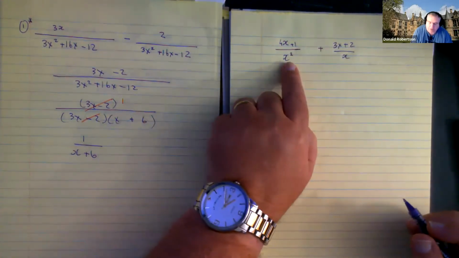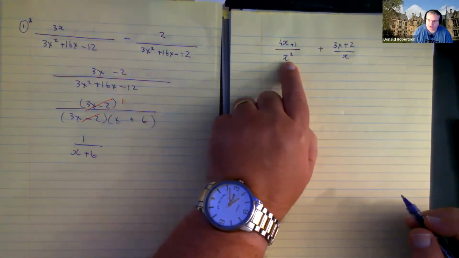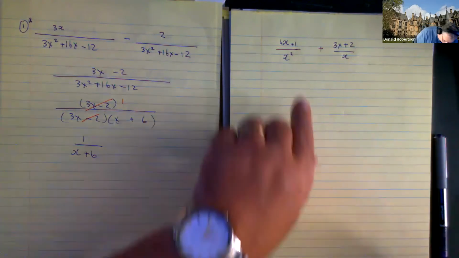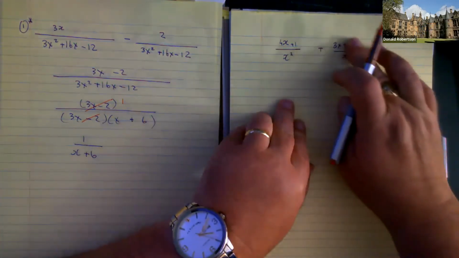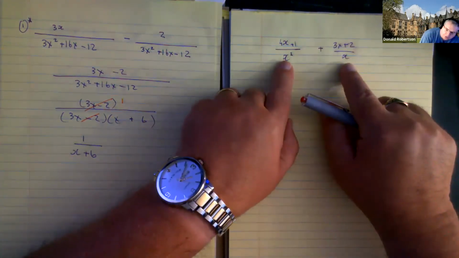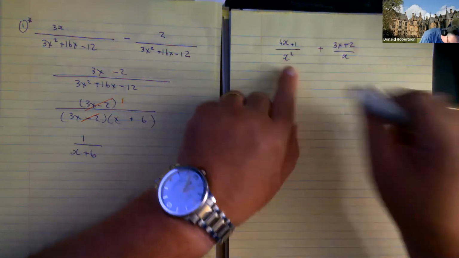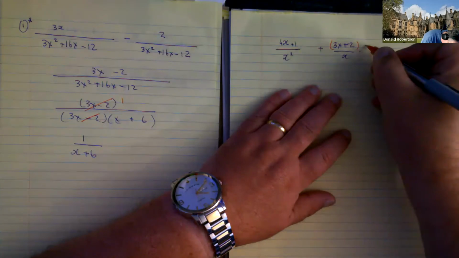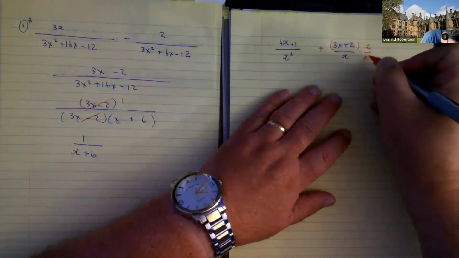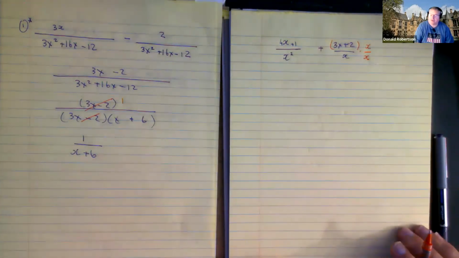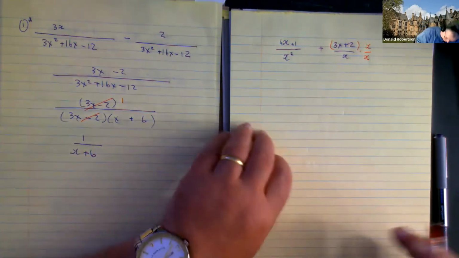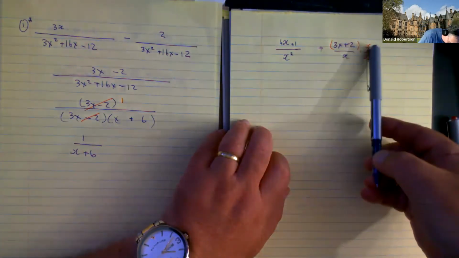Now the denominator of this fraction is x squared and the denominator of this fraction is x. So what we need to do is change this fraction so that it also has a denominator of x. The only way that we can do this, without altering the real value of the function, is to multiply by a special version of 1. The version of 1 I'm going to choose is x over x, and x over x is 1.